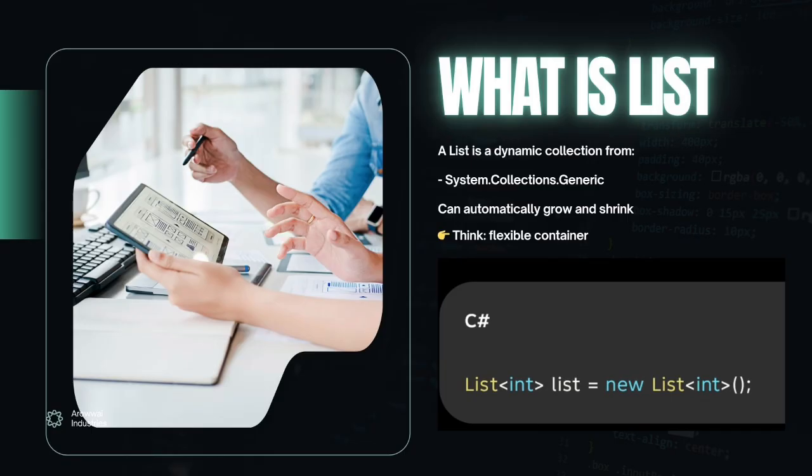Now to solve this problem, C# provides something called a list. A list is part of the generic collections in C# and, unlike arrays, it is dynamic in size. That means it can automatically grow or shrink whenever needed. So you don't have to worry about defining a fixed size at the beginning. For example, you can just create a list like this.